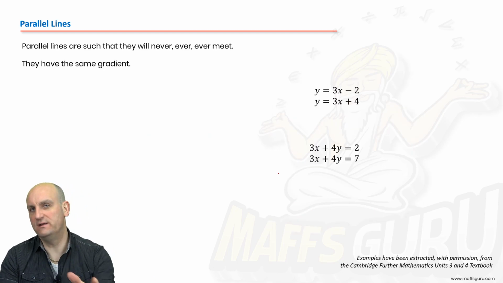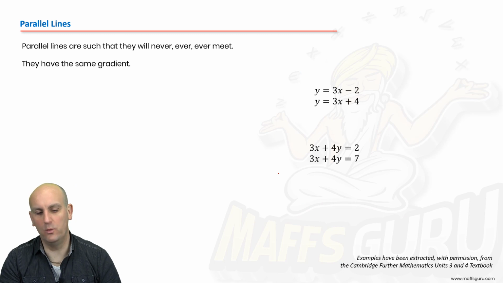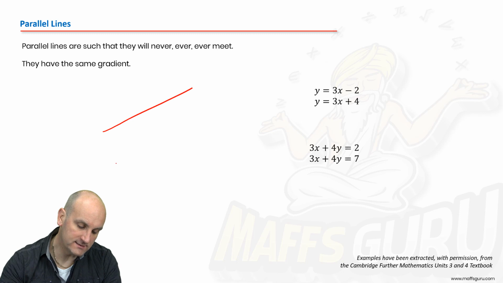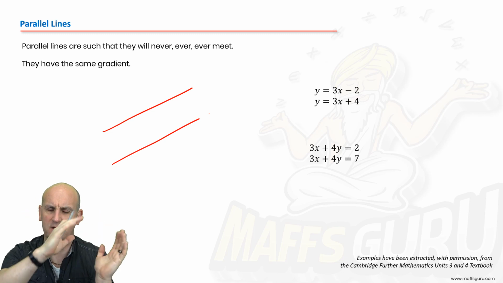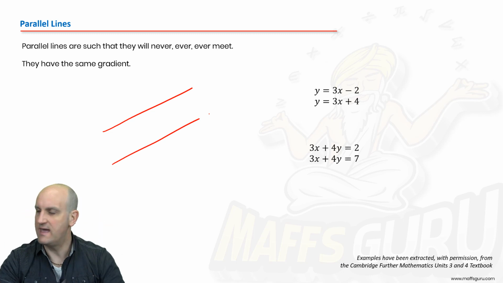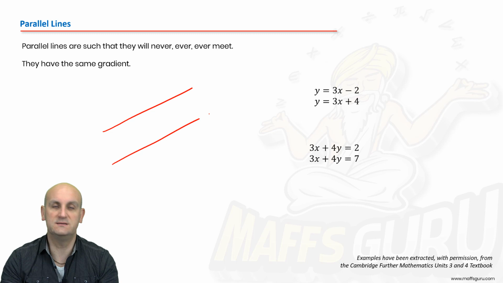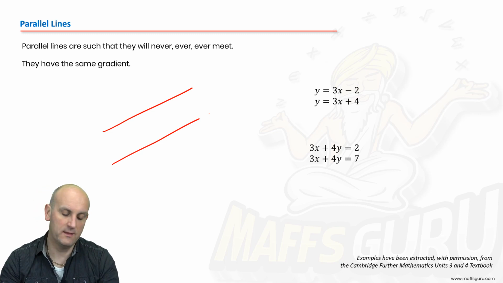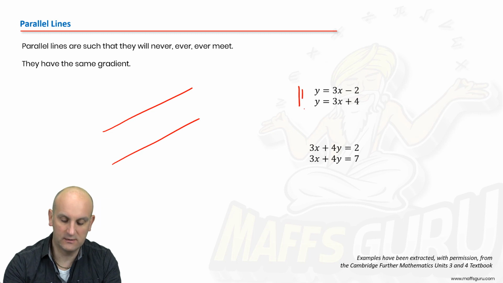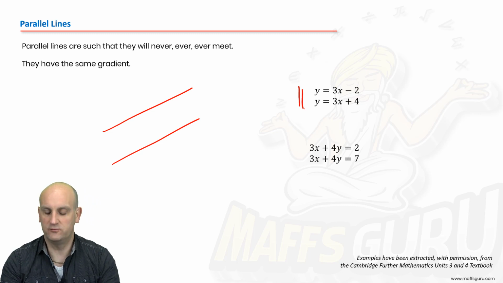Now, last part of this video is parallel lines. What is a parallel line? Well, parallel lines are the ones that have exactly the same gradient. They will never meet. Those lines will go on to infinity and beyond and never, ever, ever meet. So it's important that you guys know what a parallel line is and how to identify whether they're parallel or not. Now, if the equations are in the gradient intercept form, life is really, really easy.